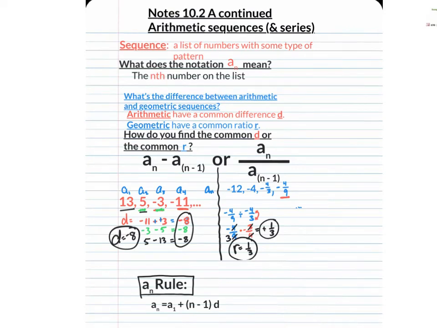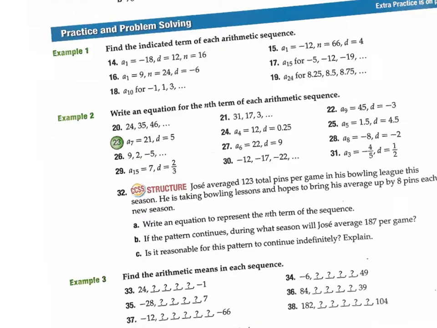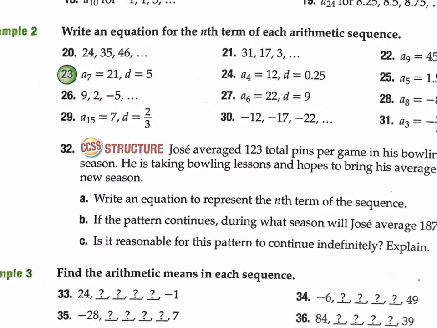Let's move on to go and review what we did yesterday on the homework. On the homework yesterday, I asked you to do 20, 21, 22, and 23. And those were all based on a certain example number 2 from the textbook, which was really just writing an equation for the nth term. So you want that a sub nth rule, okay?